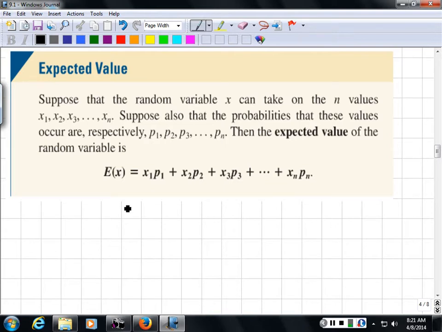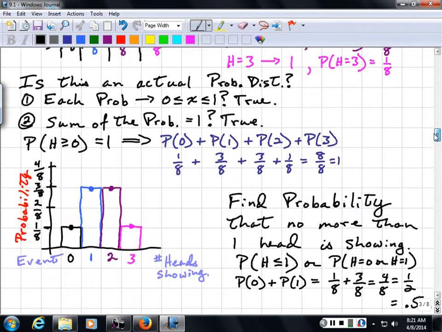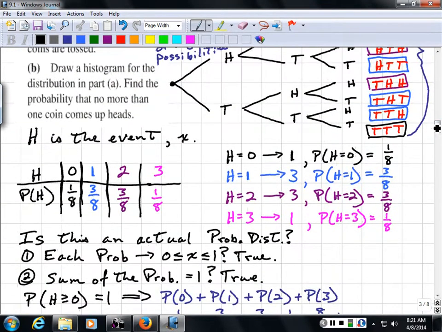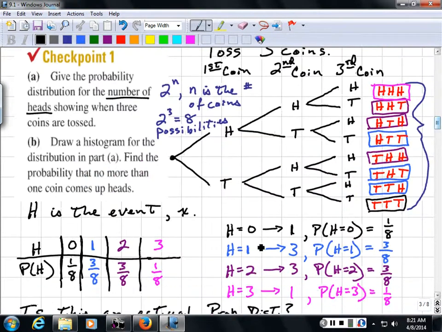for example, we had done this right here, which was where we flipped 3 coins, and we were looking for heads coming up. 0 heads was a probability of 1/8, 1 head was a probability of 3/8, 2 heads is a probability of 3/8, and 3 heads is a probability of 1/8.